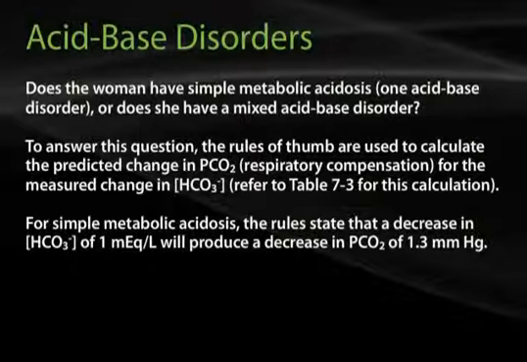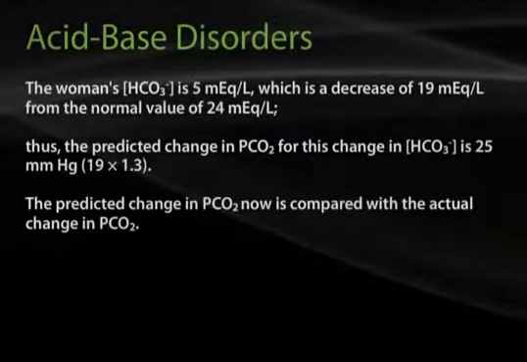For simple metabolic acidosis, the rules state that a decrease in bicarbonate of 1 milliequivalent per liter will produce a decrease in PCO2 of 1.3 millimeters of mercury. The woman's bicarbonate is 5 milliequivalents per liter, which is a decrease of 19 milliequivalents per liter from the normal value of 24. Thus, the predicted change in PCO2 for this change in bicarbonate is 25 millimeters of mercury, or 19 times 1.3.